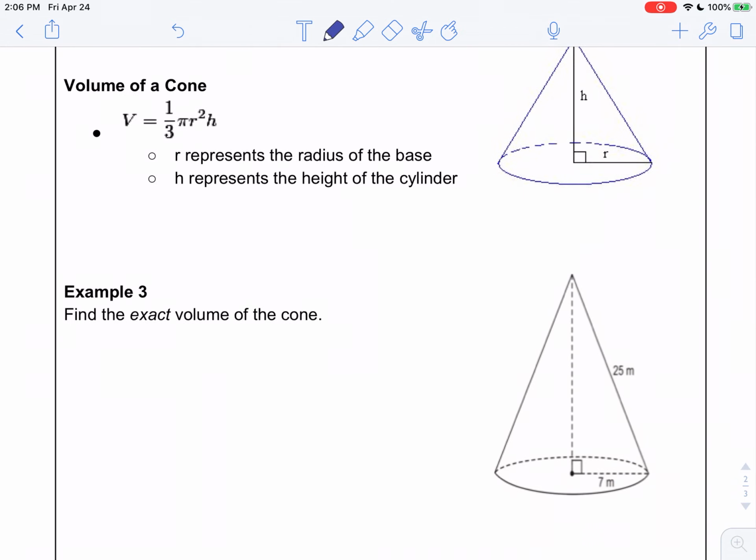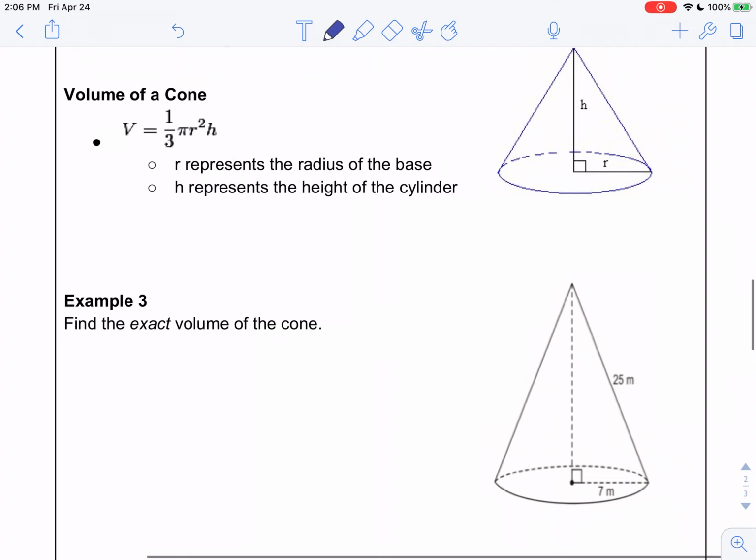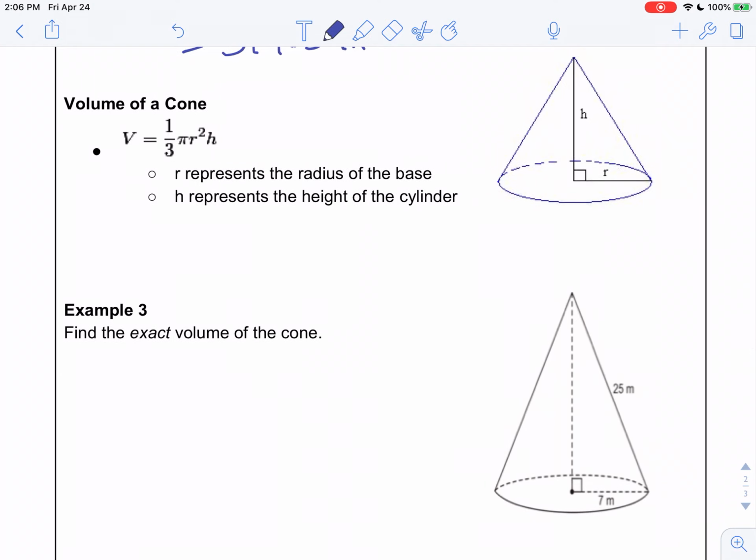Switching gears, now we're going to talk about the volume of a cone. Volume of a cone is pretty much identical to what we were doing before. If you think about 1/3 big B times big H, our base is a circle, so we're plugging in the area formula for a circle, pi r squared. R represents your radius, and H is the height of the pyramid, height of the cone.